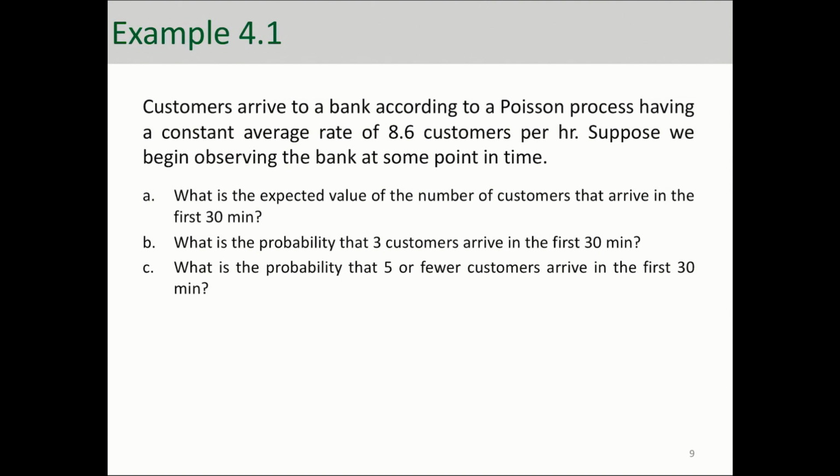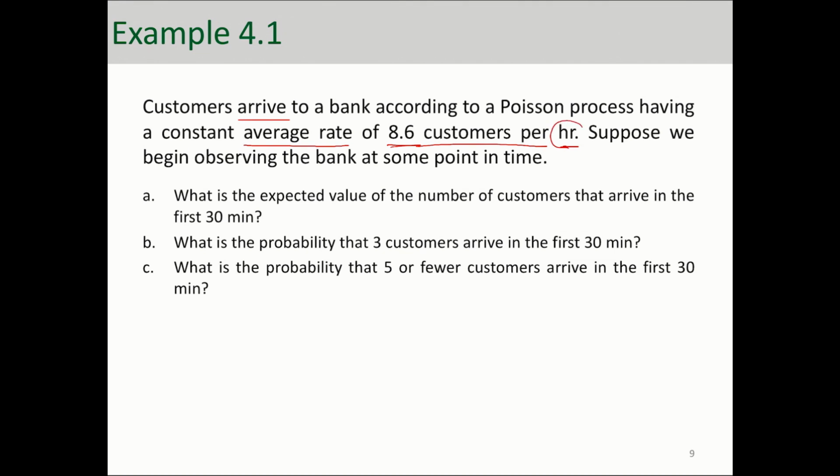Now in this video, we're going to look at one example on a Poisson process. So here it says customers arrive to a bank. Right there, you see that's the arrival process, according to a Poisson process, having a constant average rate of 8.6 customers per hour. So this average rate is the key parameter of any Poisson process. It's the lambda. In this case it is 8.6 customers per hour.